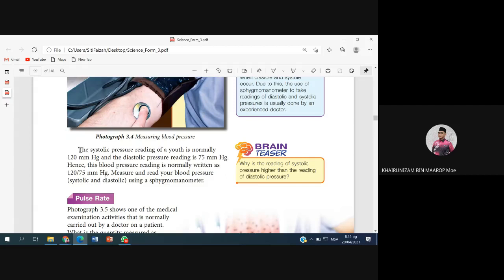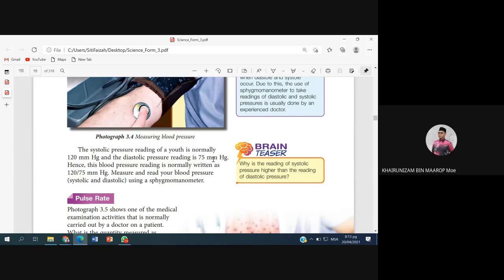Actually, here I already told you that the systolic pressure reading of a youth is normally 120 millimeter mercury, and the diastolic pressure reading is 75 millimeter mercury. This is for youth, remaja macam kamu. Hence this blood pressure reading is normally written as 120 over 75 millimeter mercury. So measure and read your blood pressure using a sphygmomanometer.